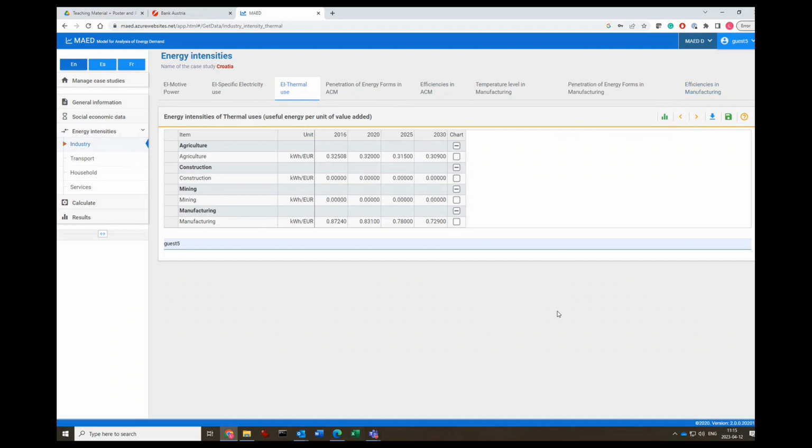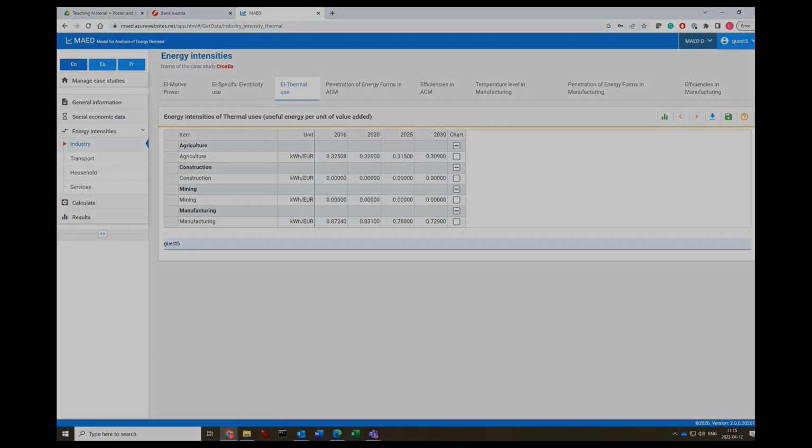Okay, so this is just a quick overview, because it was not somehow intended to go through it. But in case you need more information, then let us know. We will provide you with more details.